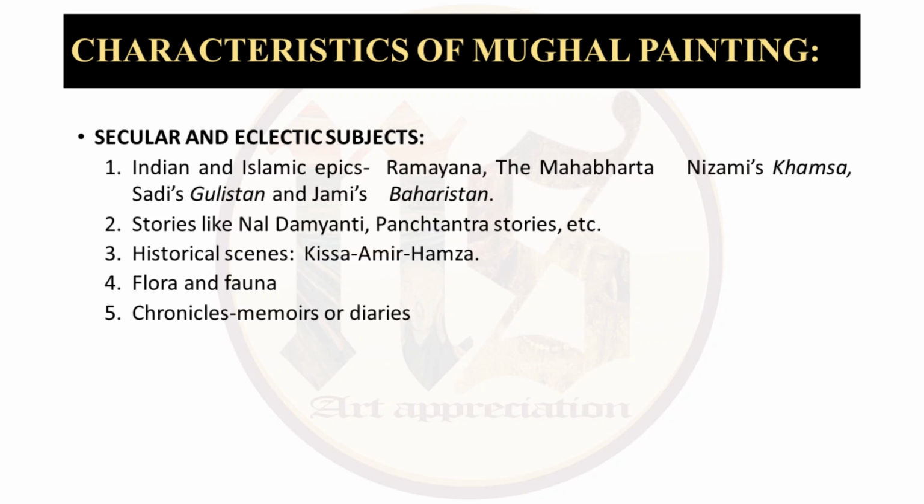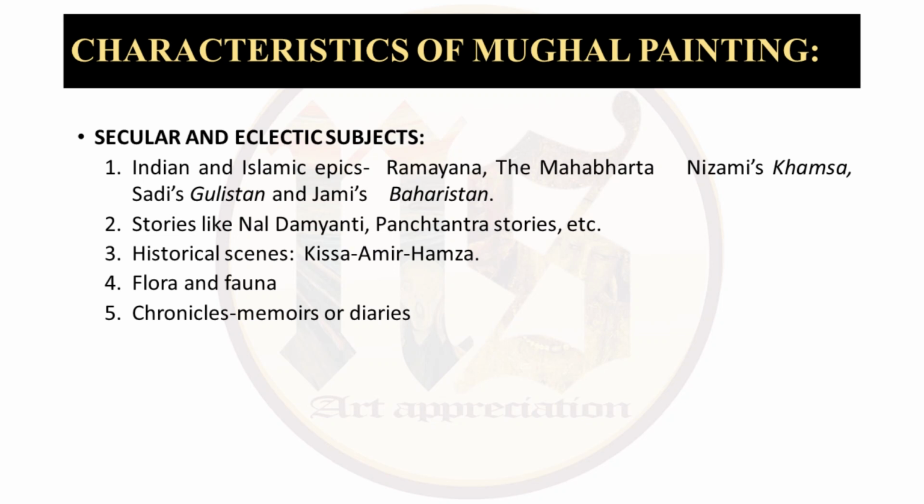Then the first category is Indian and Islamic epics, which are Ramayana, Mahabharat, Nizami's Khamsa, Sadi's Gulistan, Jami's Baharistan. Then stories were also done like Nal Damayanti and Panchtantra stories. We know the names Amar Suheli and Ayar Danish. Then historical scenes were also painted like Hamza Nama, also called Qissa-e-Amir Hamza. Then flora and fauna were also painted. Then the next was chronicles or memoirs or diaries of Mughal emperors, in which you see the whole history of the Mughal Empire. One example is Padshahnama, which is the chronicles of Shah Jahan.